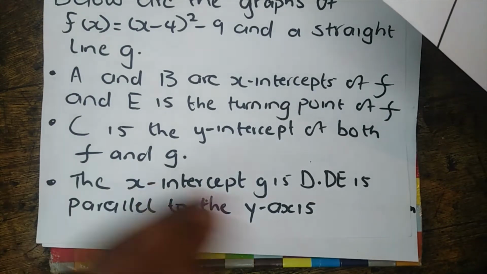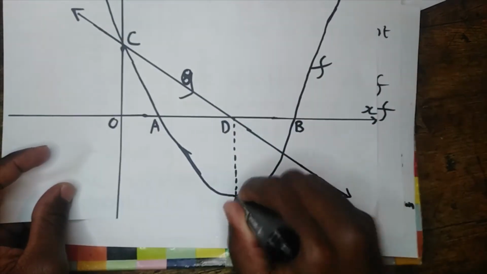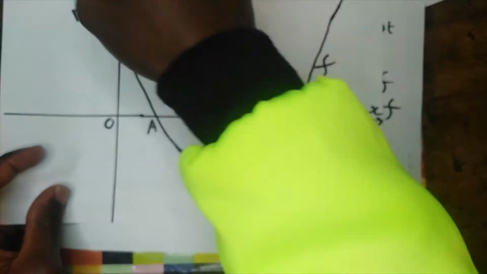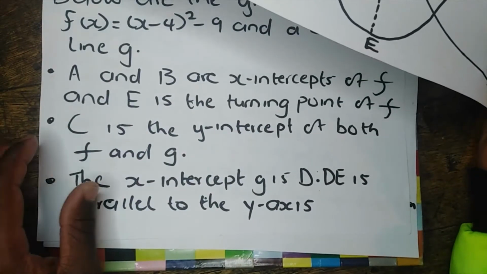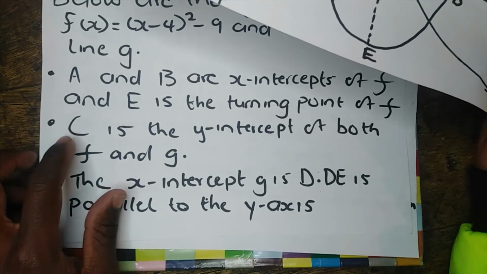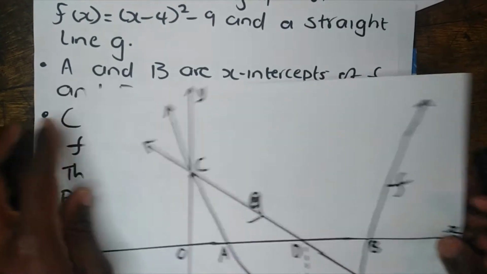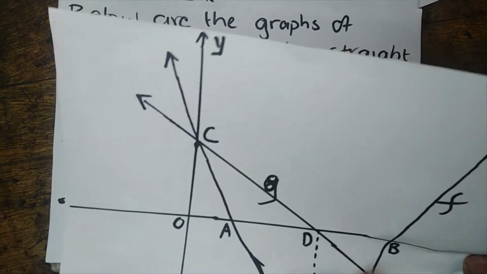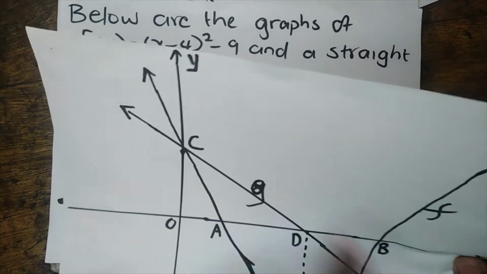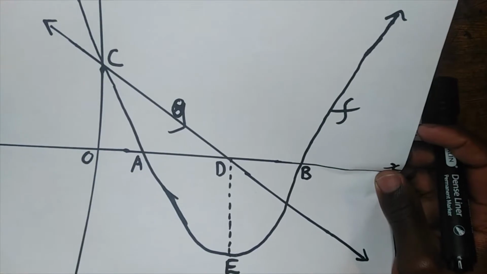And E is the turning point of f. So here's E, the turning point of f, this parabolic graph. Let's move on to bullet number 2. C is the y-intercept of both f and g. So here's C, the y-intercept of both f and g, for this graph and for this graph.